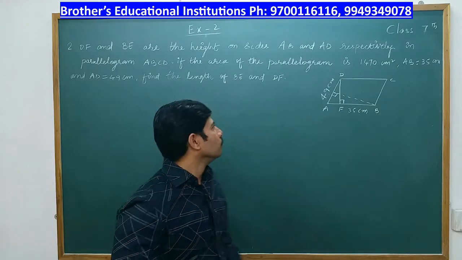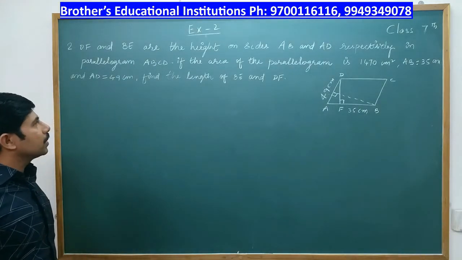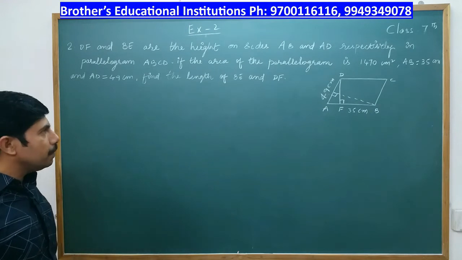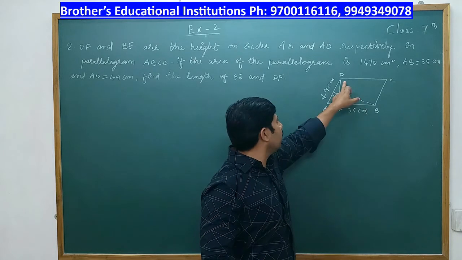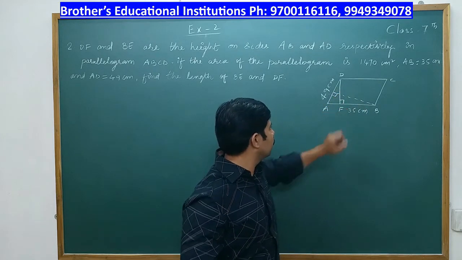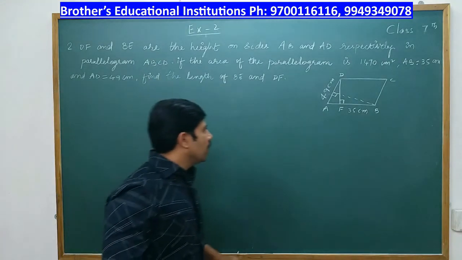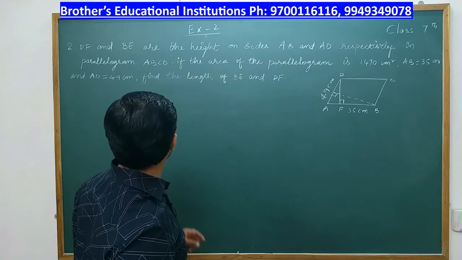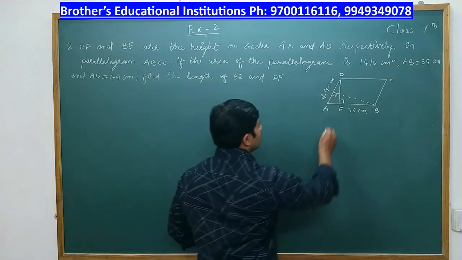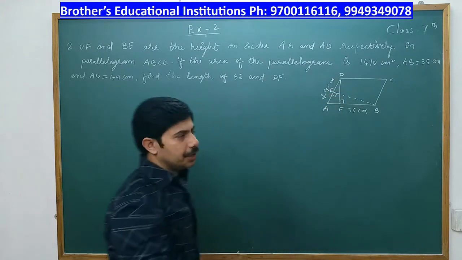Next problem. DF and BE are the heights on the sides AB and AD. Now suppose AB is the base, the height is DF. And if AD is the base, what is the altitude we have? The altitude is BE. BE is the altitude.